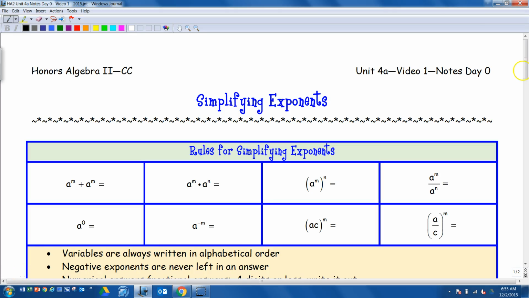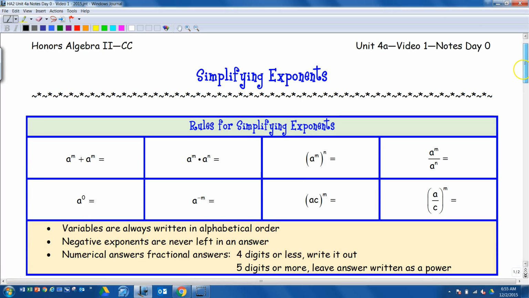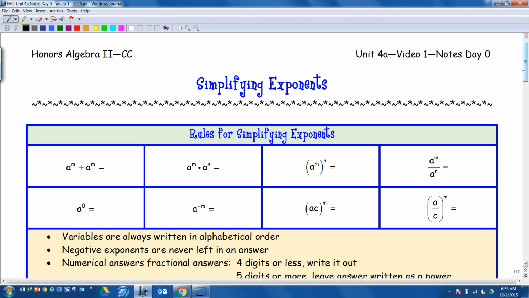All right, class, hopefully those post-tests went okay. Today we're doing simplifying exponents. This is the notes for the homework for tonight. Some of these you know already.